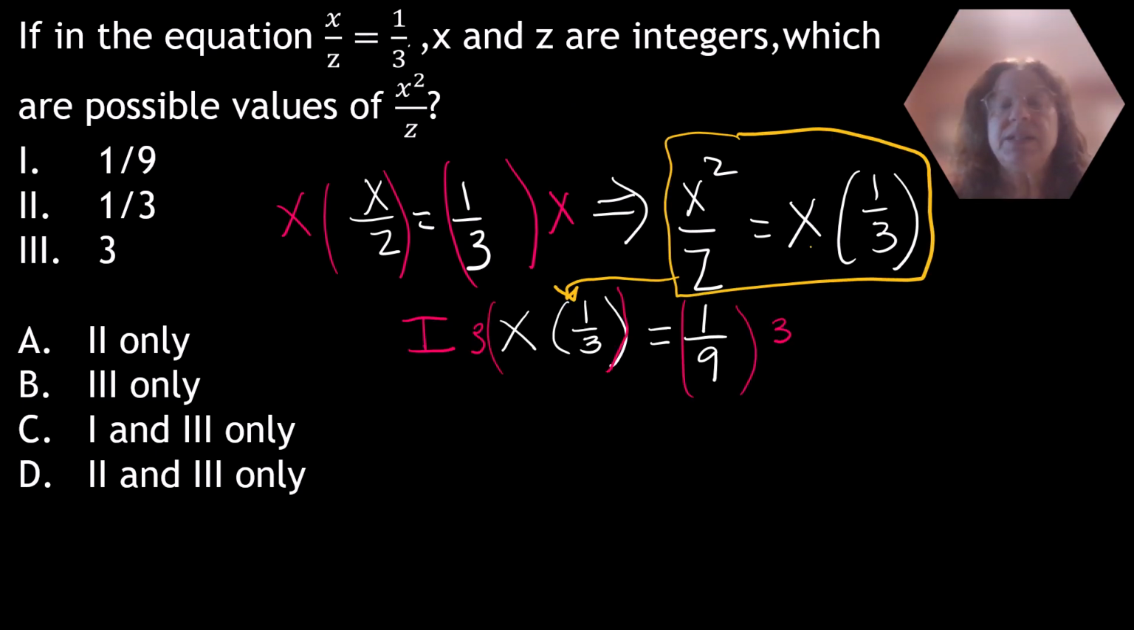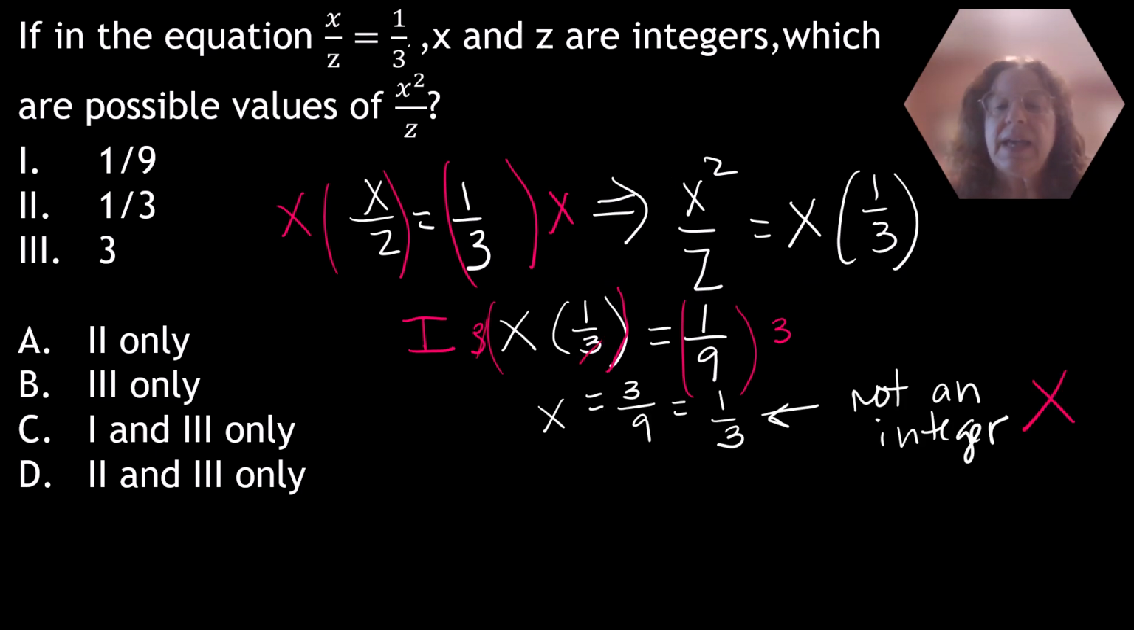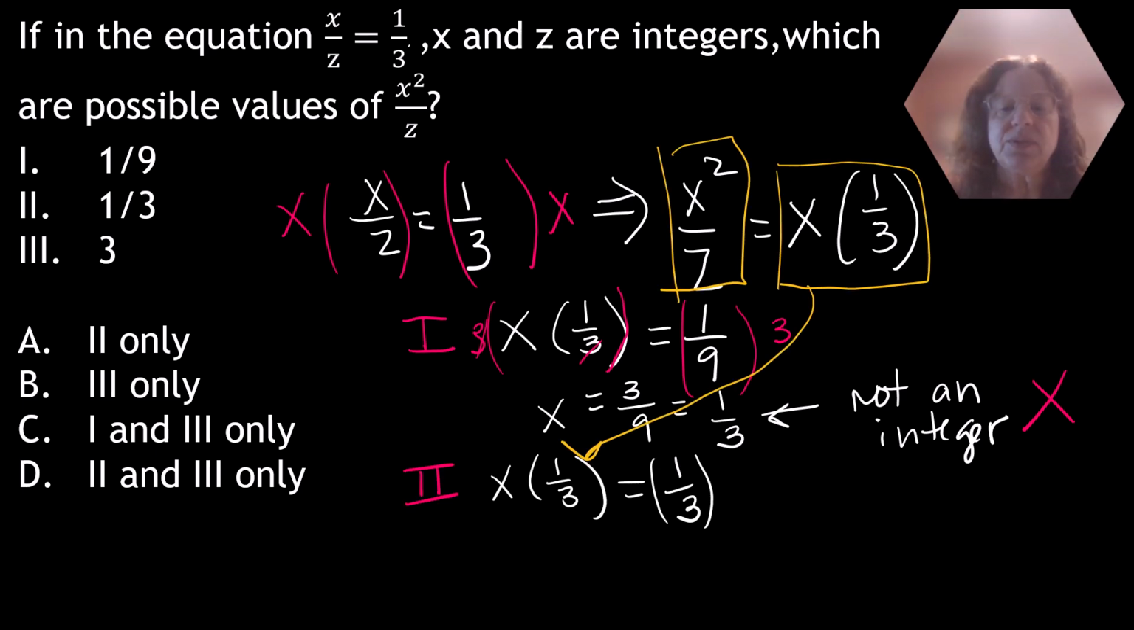So the first one is 1/9. Is there any way that we can say that x times 1/3, which is the same as x squared over z, is equal to 1/9? So let's solve for x. Multiply both sides by 3, and we get x is equal to 1/3. Well, that's not an integer, so that's not a possibility. Let's go on to number 2.